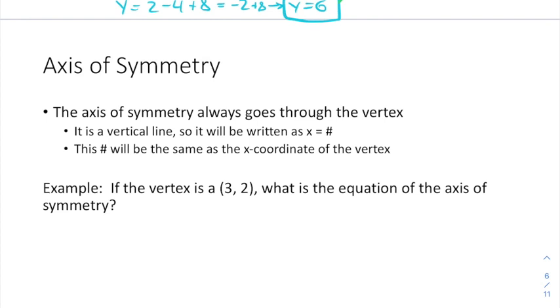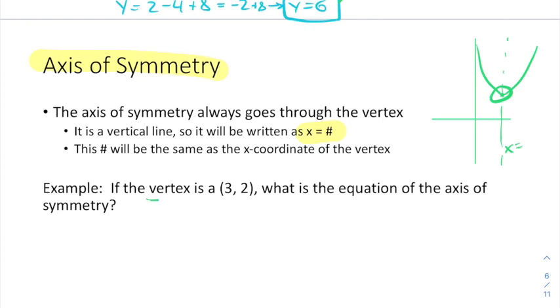Now we're going to be asked on these problems to identify the axis of symmetry. The axis of symmetry is just a vertical line, and all vertical lines are written as x equals a number, and that number is going to be the x-coordinate of all the points on that line. Well, there's a specific relationship between the vertex and the axis of symmetry. Wherever the vertex is, the axis of symmetry is going to go through that point. So the x-coordinate of the vertex is going to match the number that goes with this axis of symmetry line.